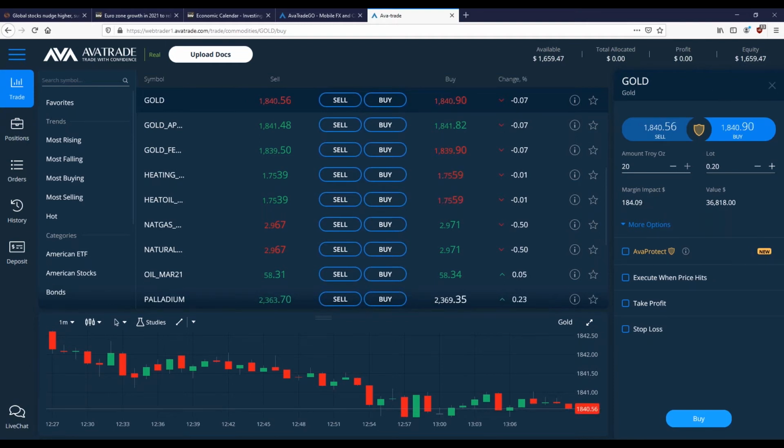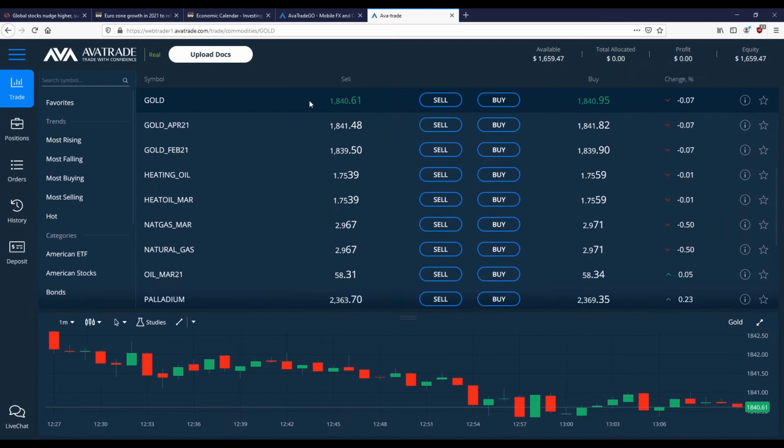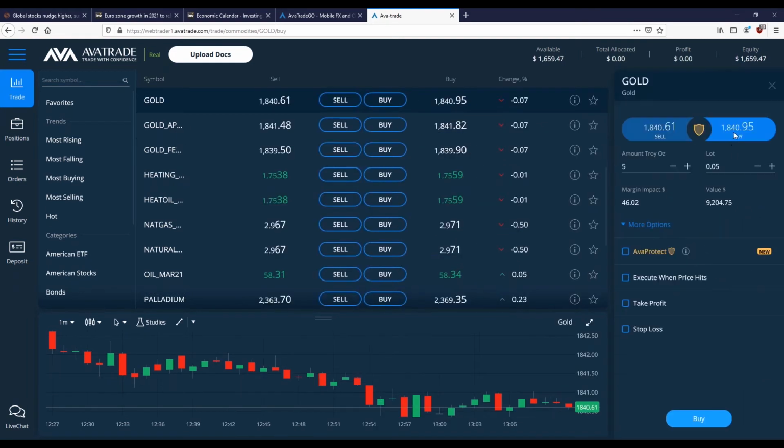So if you mean how to get to the order window, all I did was click on buy or sell, and it brought up the order window. And by the way, I can change my mind. I can switch to sell once the order window is open, whichever I choose to do.